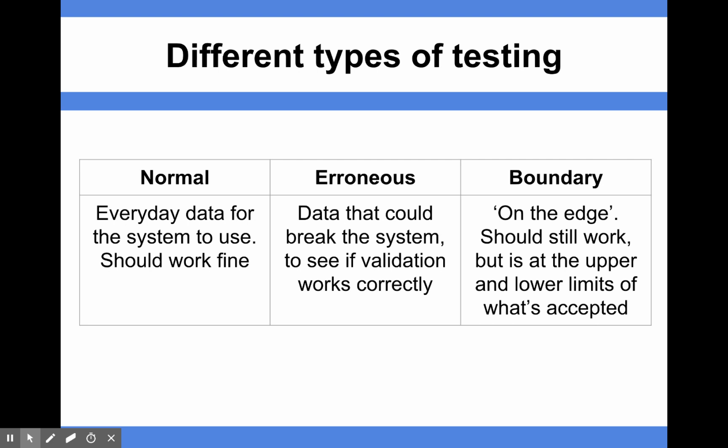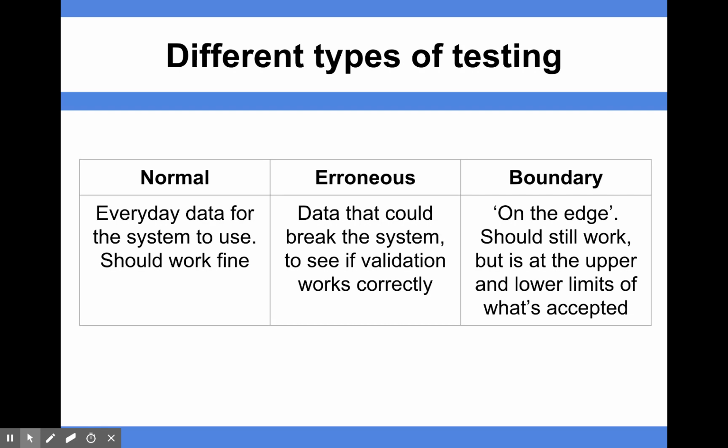There are three main types of tests that you would look to do as a computer scientist. There is normal testing, which is everyday data for the system to use, and it should work fine. So, for instance, if the system asks you to enter the first name of somebody, you enter the first name of an individual. If it asks you to enter the date of birth in a particular format like day, month, and year, you put it in the correct format. It's the everyday, it should just work. It proves that in normal circumstances the system works as it's intended.